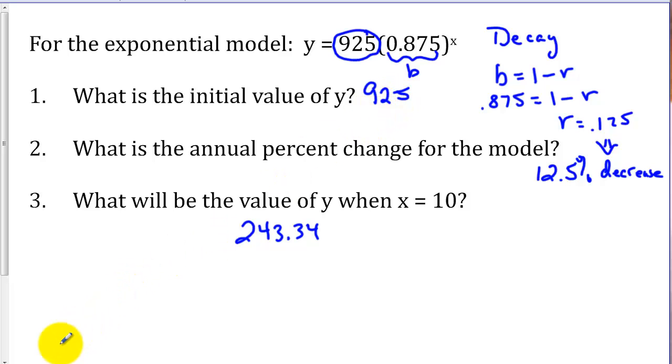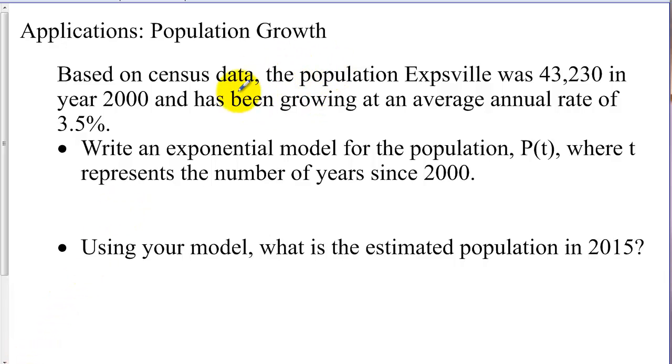So now let's look at a couple applications. So here's our first application, population growth. And we're going to do two things. We're going to write a model, meaning we're going to write a function for this problem, and then we'll use that model to answer a particular question. Now I'm going to use function notation here, and since we're talking about population, I'm going to use the letter P for our function. Remember, that just means y.